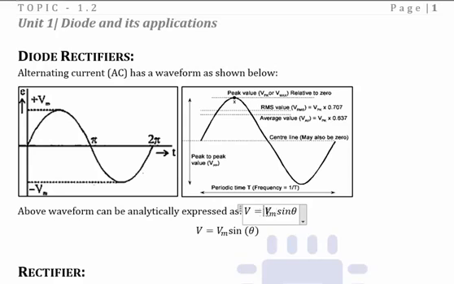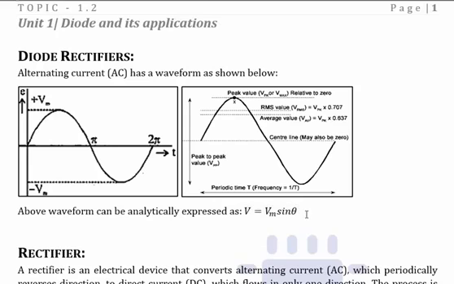You must know that this Vm is the peak amplitude of the signal, sine is the nature of the signal, and theta will show the angle. Theta will show the angle from 0, pi or 2 pi. At this point theta is 0, at this point theta is pi by 2, at this point theta is pi, at this point theta is 2 pi. So this is the domain here. If you are clear with this topic, this is the mathematical representation of the sinusoidal signal that we receive.